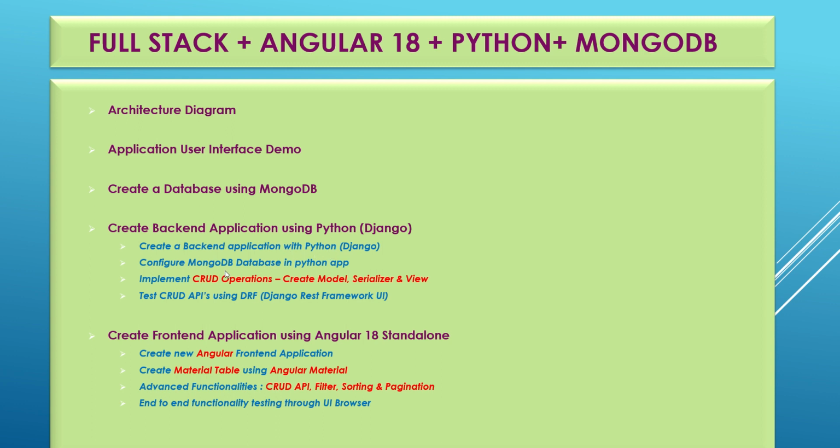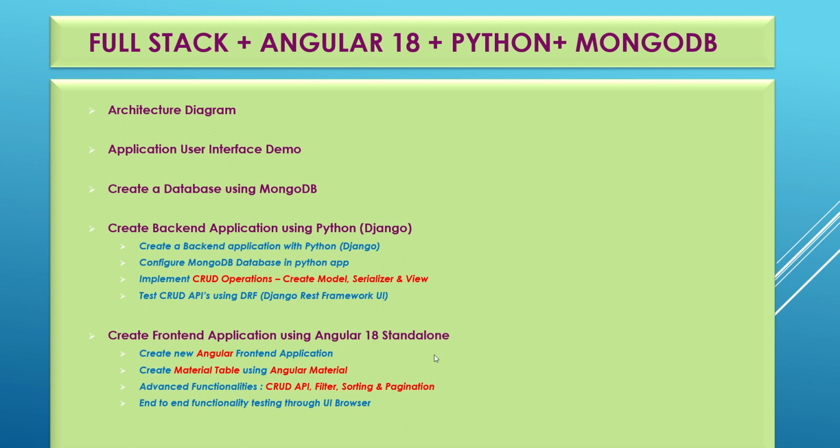Next, we will configure our MongoDB database in the Python application. Next, we will implement our CRUD operations, and for that we are going to create a model, serializer and view, and we will configure the URLs for the application as well as for the project. Finally, we will test our CRUD APIs using the Django REST framework user interface. This is about the points and steps which we are going to implement while creating our backend application using Python.